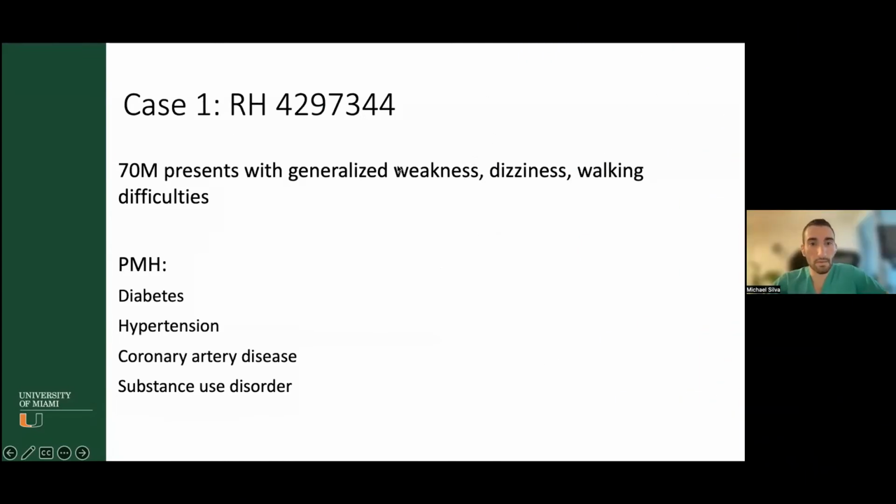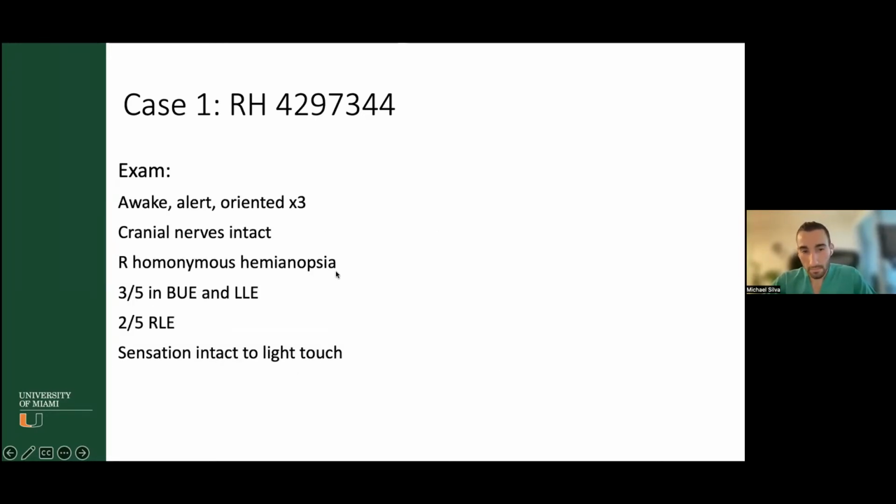All right, so we'll start with the first case. This is a 70-year-old gentleman who came in with generalized weakness, dizziness, and gait issues. Has a past medical history of diabetes, hypertension, coronary artery disease, and substance abuse. On exam, notable for right homonymous hemianopsia, had diffuse weakness and poor effort on exam, but most notably had 2 out of 5 weakness in the right lower extremity. No clear sensory issues.